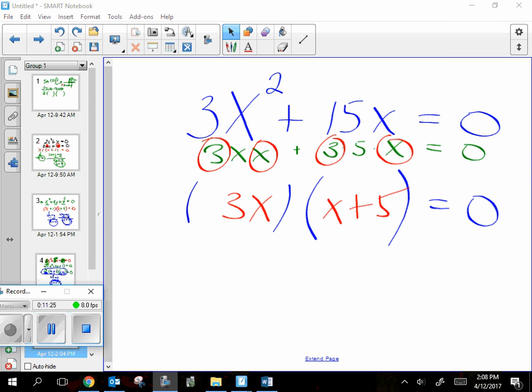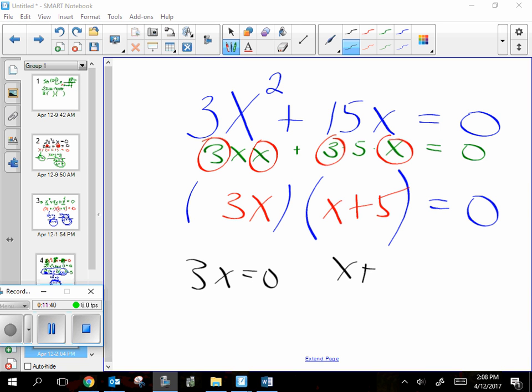All right, so one more little thing on this. Do you get it's not done? It's factored, but it's not done. To be done, you have to say 3x equals 0 and x plus 5 equals 0. And then there are two little bite-sized equations to solve. Go ahead and do those if you haven't already done them. I'll pause while you try that.